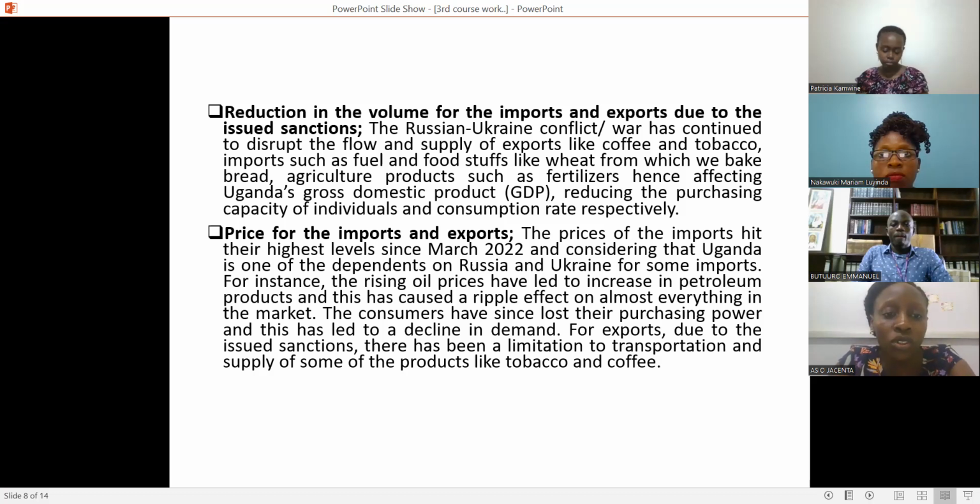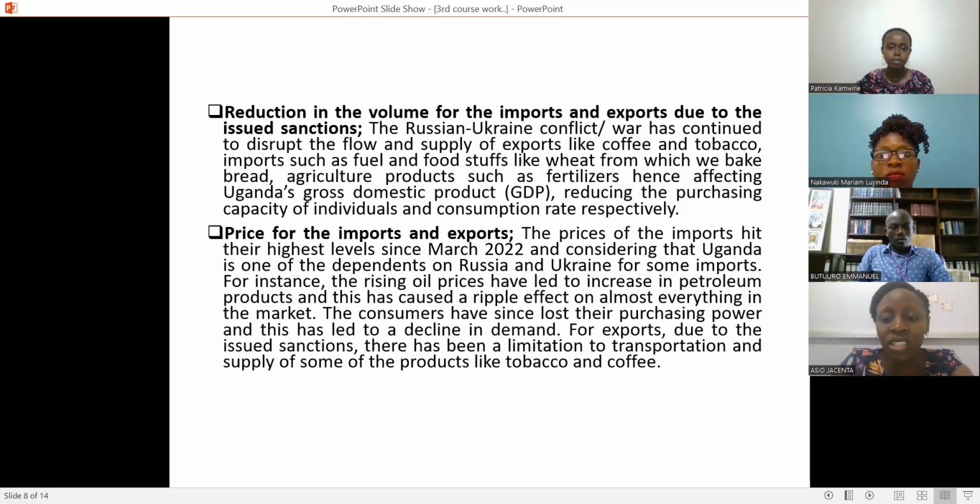There is also the point of the price of imports and exports. The prices of imports and exports hit their highest levels since March 2022, considering that Uganda is dependent on Russia and Ukraine for some imports. For instance, the rising oil prices have led to an increase in petroleum products, and this has caused a ripple effect on almost everything in the market.